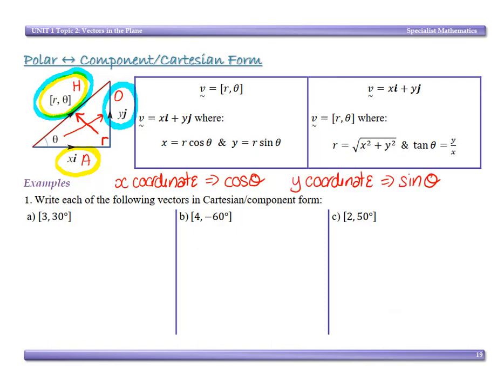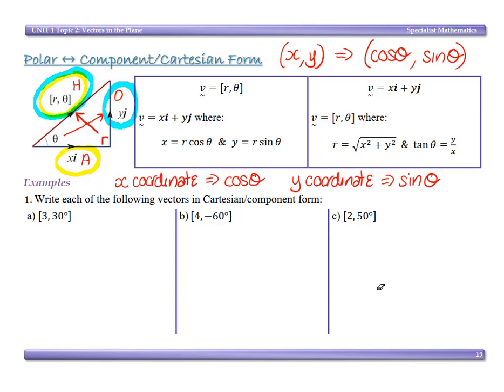Now you learnt that last year with your unit circle, that when we were talking about a coordinate on the unit circle, it was in form of cos theta, sine theta. So when you've got x, y, it's cos theta, sine theta. Alright, so we're just using that in regards to vectors.